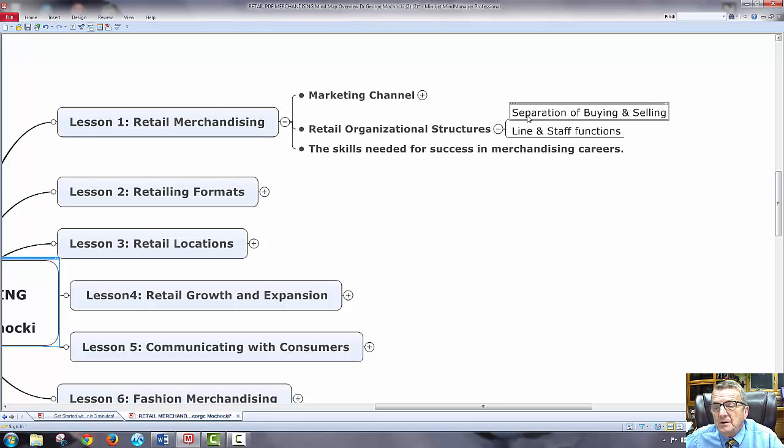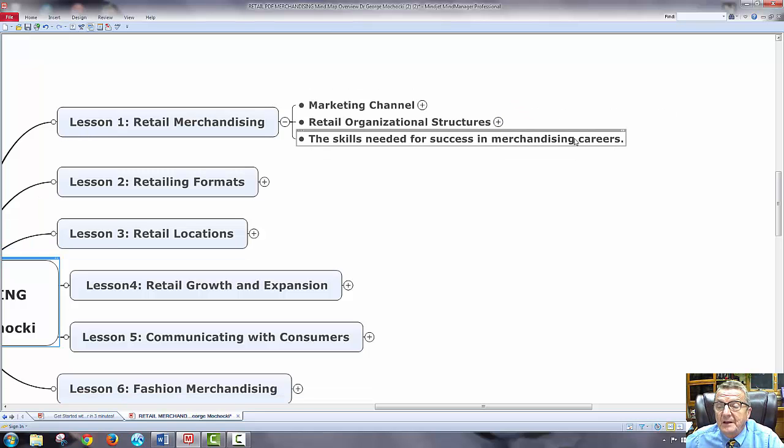Okay, and then vertical integration, talk about this. Retail structures, when we talk about, you have to know the difference between buying the product and selling the product. Okay, and you talk about line of staff. Those of you who had a management class, your managing line is your supervisors or your managers, the people making the decision. The staff are supportive individuals to help the line or the owners or the managers.